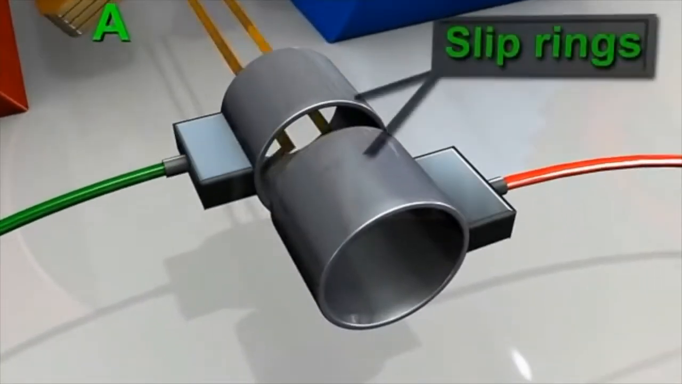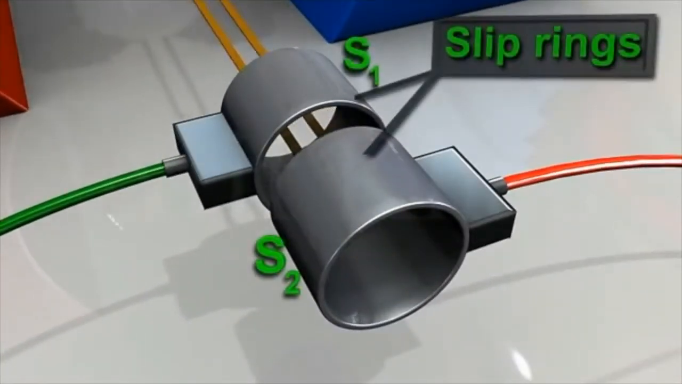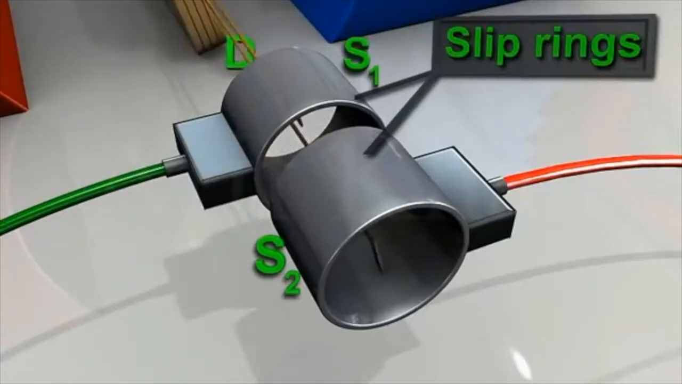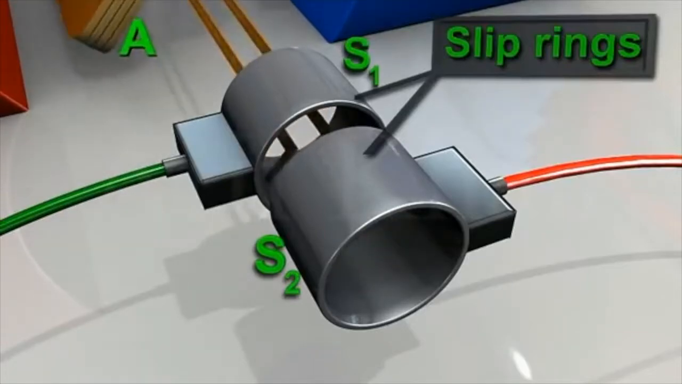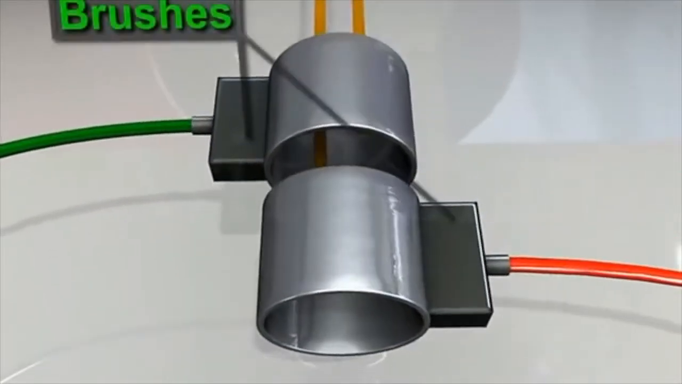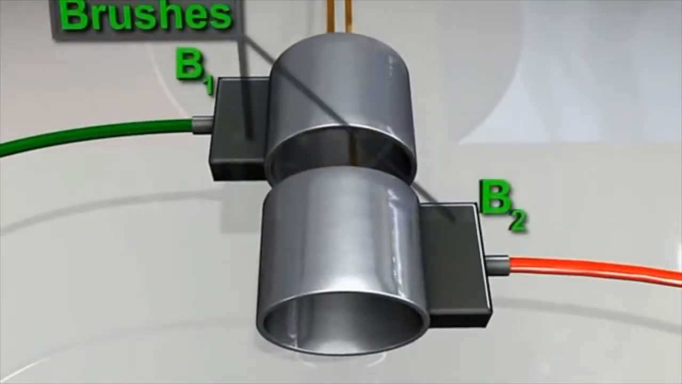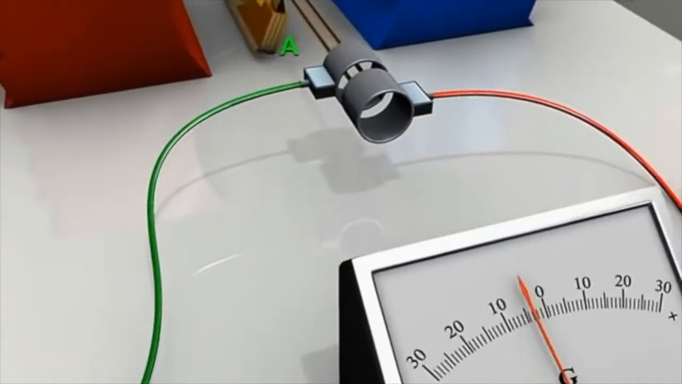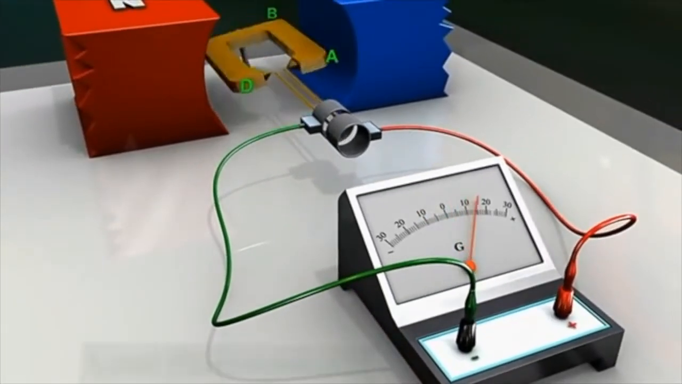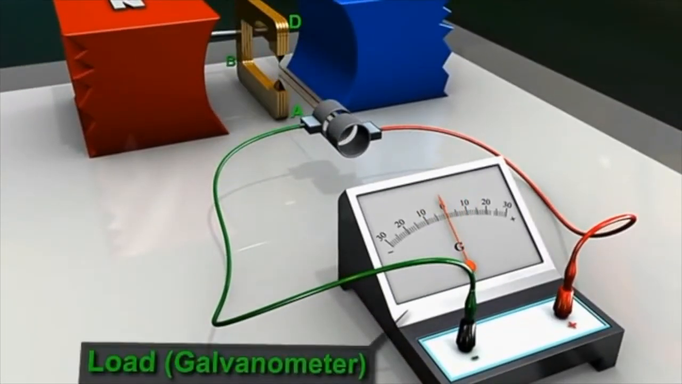There are two slip rings, S1 and S2, connected to the armature. Two brushes, B1 and B2, provide an electrical connection, in this case connected to a meter to show us the electrical current produced.